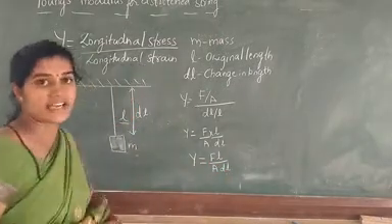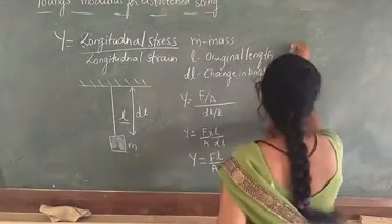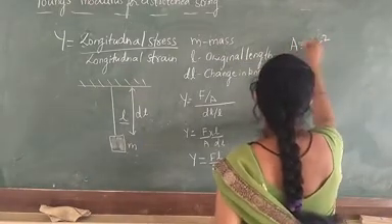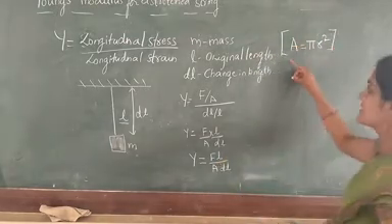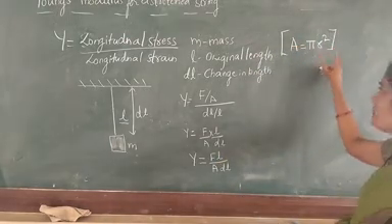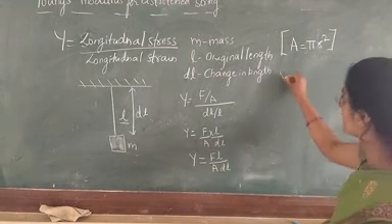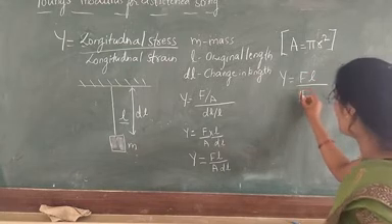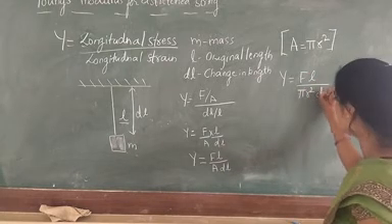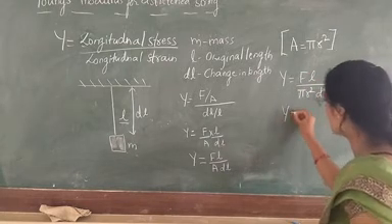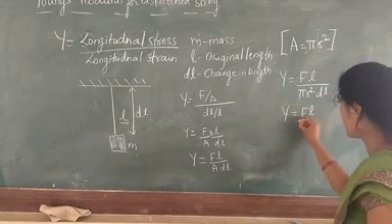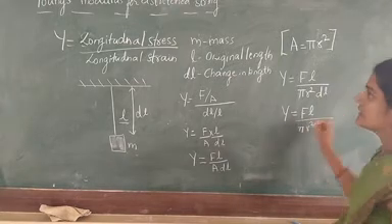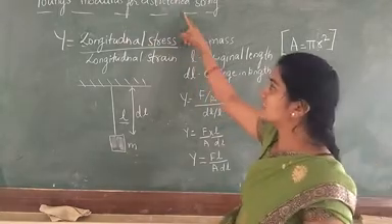Now we know that for a cylindrical wire, the area A is equal to pi r square. Next, we substitute: Y is equal to F into L divided by pi r square into dl. Therefore, Y is equal to force into length divided by pi r square into dl. This is the Young's modulus for a stretched string.